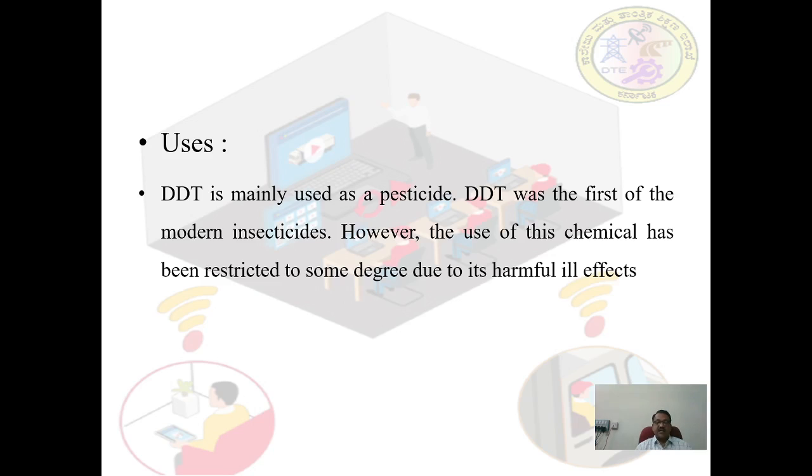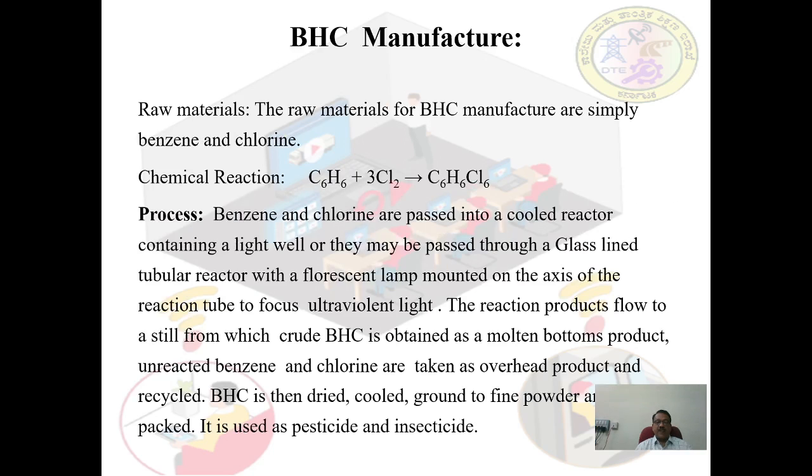Next, we will discuss about manufacture of BHC, benzene hexachloride. This is also used as a pesticide. Here, the raw material for BHC are simple benzene and chlorine. Benzene and chlorine are reacted to give benzene hexachloride, that is C6H6 plus 3Cl2 gives C6H6Cl6.